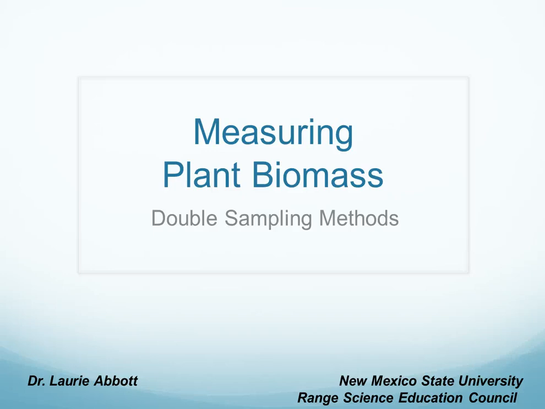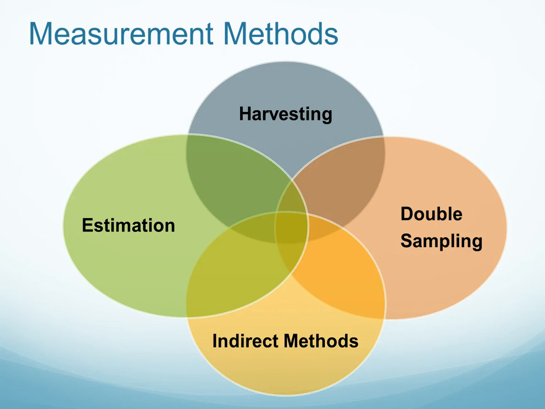Measuring plant biomass using double sampling methods. The measurement methods that are most commonly used to measure plant biomass on rangelands are harvesting, estimation, double sampling, and indirect methods. In this lesson, we're going to focus on learning how double sampling is used to estimate plant biomass.